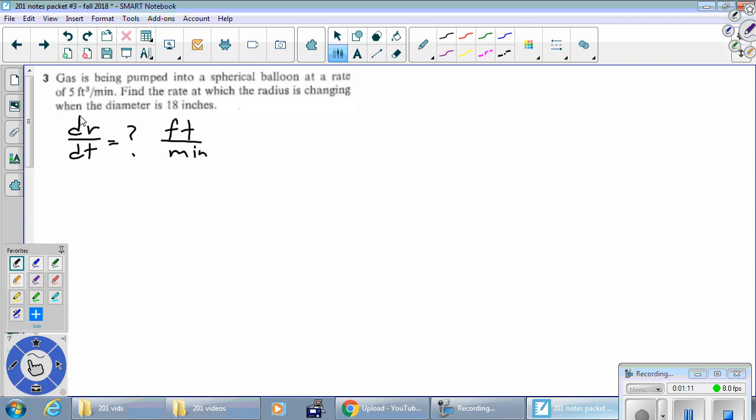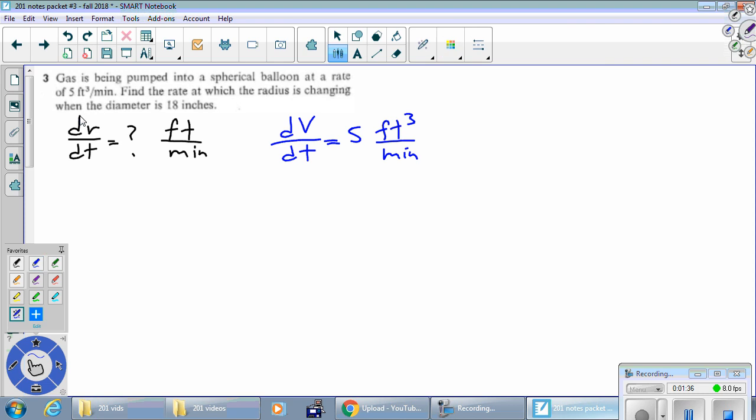And then we are given something else, that gas is being pumped in at 5 cubic feet per minute. So that is also a derivative. So symbolically, dV/dt is 5 cubic feet per minute. And also the diameter is going to be 18, but we're not going to fix that just yet.